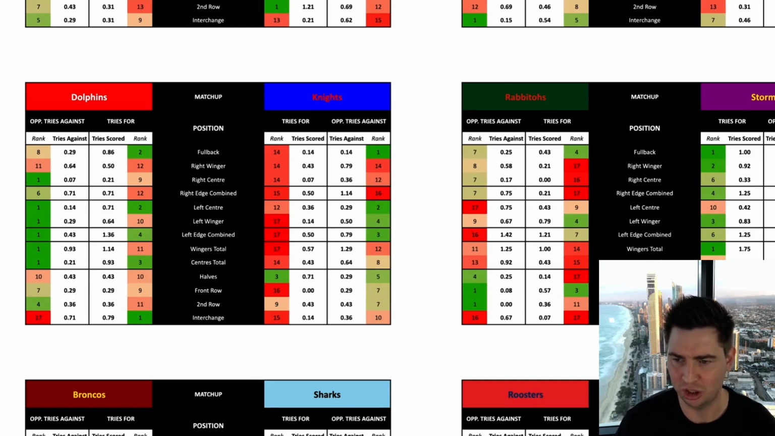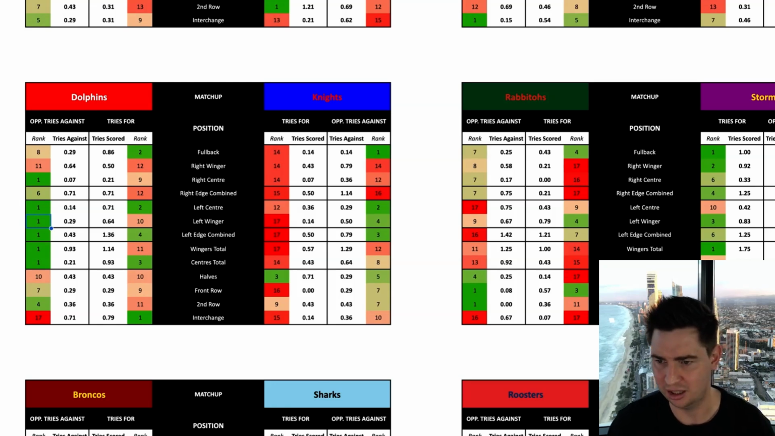So he's averaging more than a try per game, and you've got a couple of doubles and a hat-trick in there as well. He's scored in 2 of his last 4 games against Newcastle as well. And expect that, considering you look at the Knights defense against the left edge, and this is where the Dolphins love to attack. The Knights give up the least number of tries to the left winger and the left center, so it's a double there.